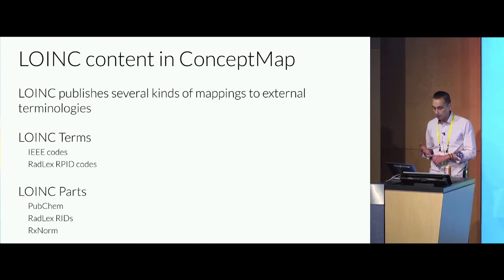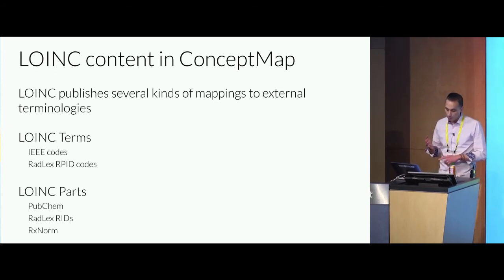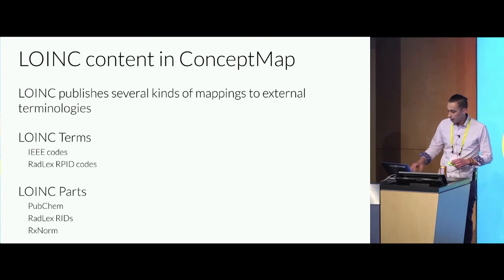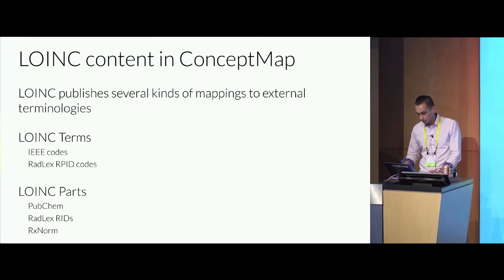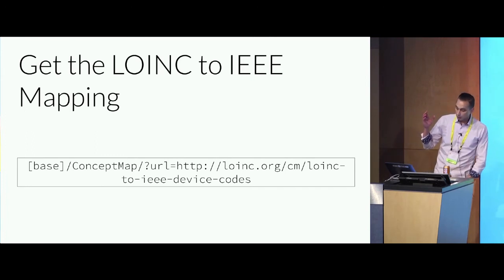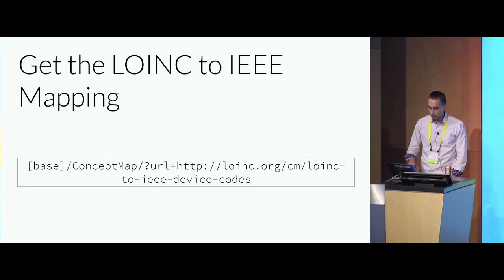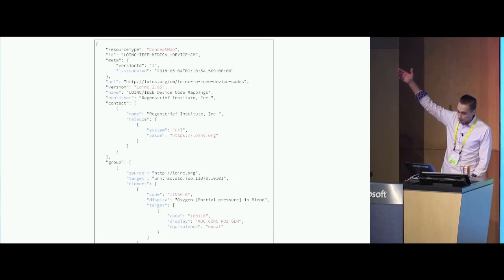And then we also have a couple of collections of LOINC parts that are linked to external sources such as PubChem, RADLEX, RxNorm, etc. So the concept map resource works to define those collections. And if you want to, for example, get the linkage or the mapping between LOINC codes and IEEE codes, you can pass that concept map identifier to the server and pull back that resource.